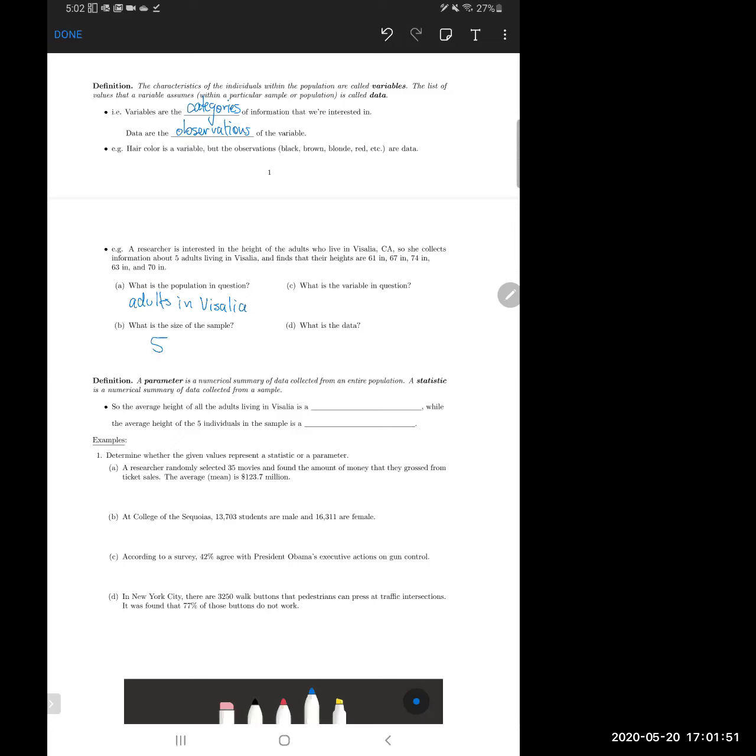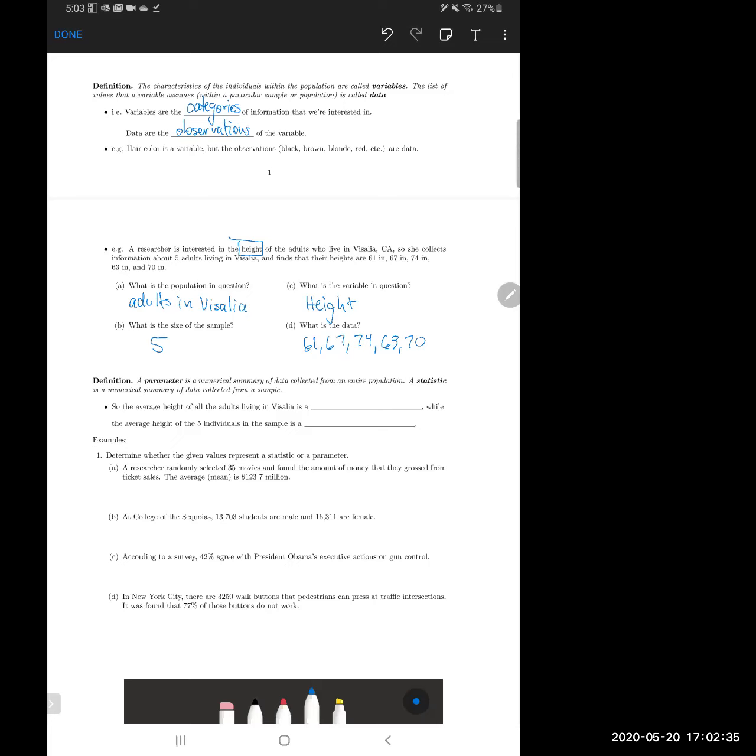Okay, part C, what is the variable in question? In other words, what's the category of information she's interested in looking at? Well, in this case, that would be height, right? So height, that's the variable. And then finally, what's the data, right? The data are the actual observations, right? They're the individual heights of each of the 5 people that were in her sample. So in this case, it was 61 inches, 67 inches, 74 inches, 63 inches, and 70 inches. Okay? So that's variables and data.